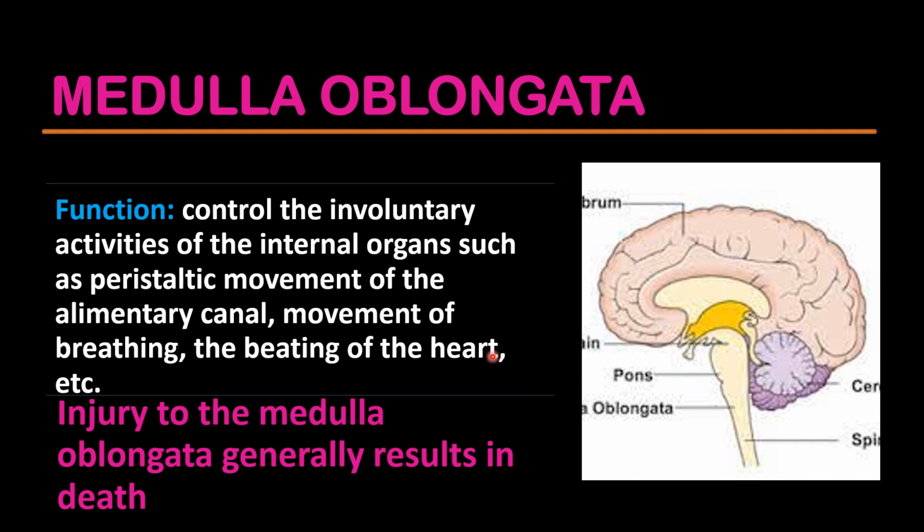What is the function of medulla oblongata? It controls the involuntary activities of the internal organs, such as peristaltic movement of the alimentary canal, movement of breathing, the beating of the heart, etc. All involuntary actions are controlled by medulla oblongata. Any injury to the medulla oblongata generally results in death. Why? Because it controls all involuntary actions.